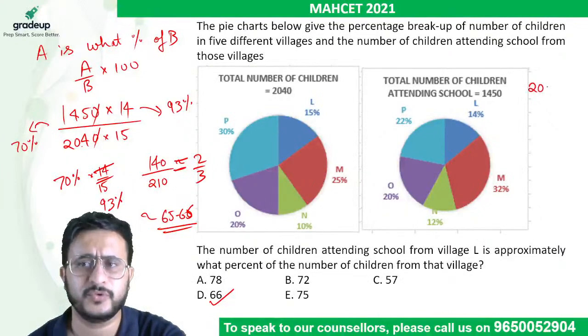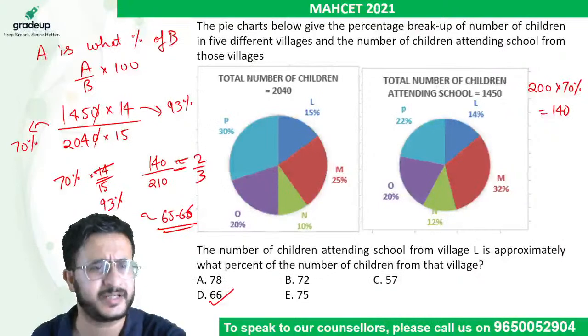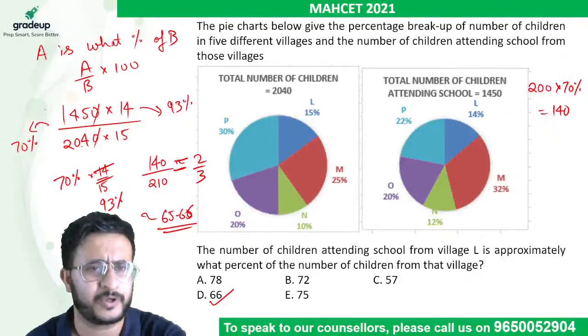So you can say it is roughly 70%. Because see, what is 70% of 200? 70% of 200 is 140. So it is approximately 70. Now you will say no, it is 71 point something. Agreed, it will not be exactly 70, it is approximate.